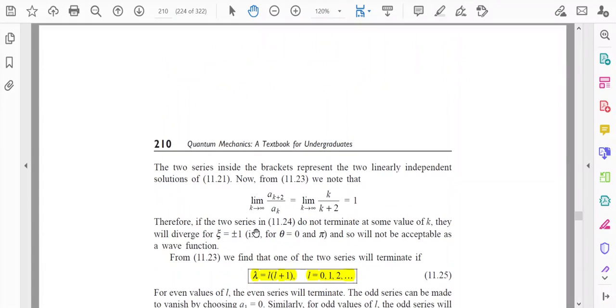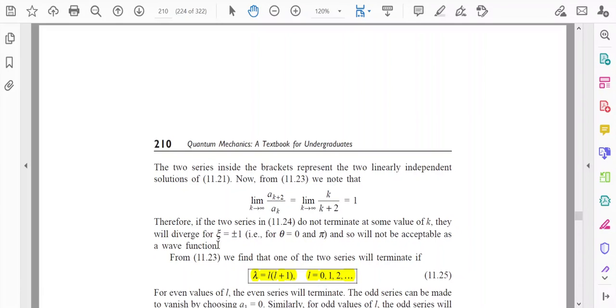It means that the two series do not terminate at some value of k, and they will diverge for zeta equal to plus minus 1. Zeta equal to plus minus 1 means theta is equal to 0 and pi, that is, in the whole range of theta. When zeta is equal to plus minus 1, those series do not terminate.